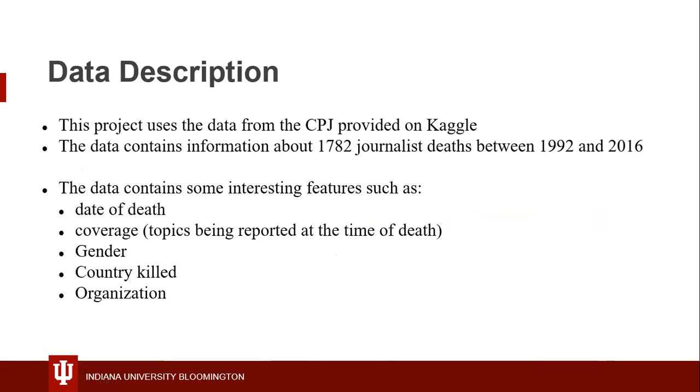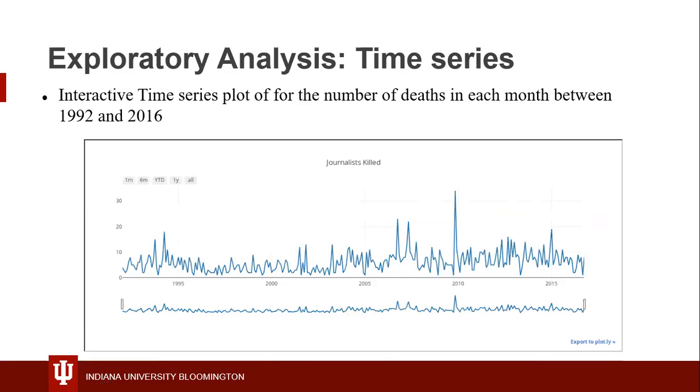Our data was obtained from Kaggle. It was posted by the CPJ organization, and it contains 1782 journalist deaths between 1992 and 2016. Some of the interesting features are date of death, coverage, gender, country they were killed in, and their organization. Here we have a time series that shows the number of deaths in each month between 1992 and 2016. It has a lot of peaks that are mainly related to some specific events.